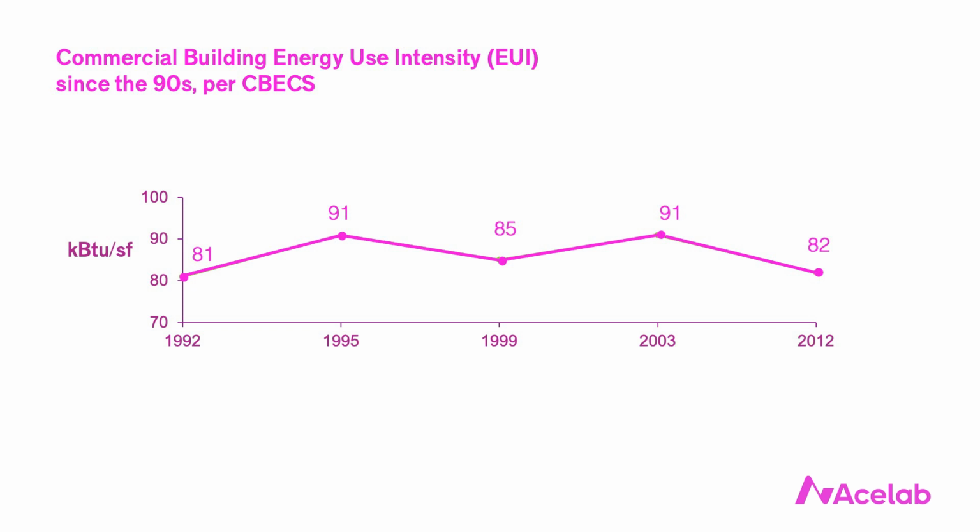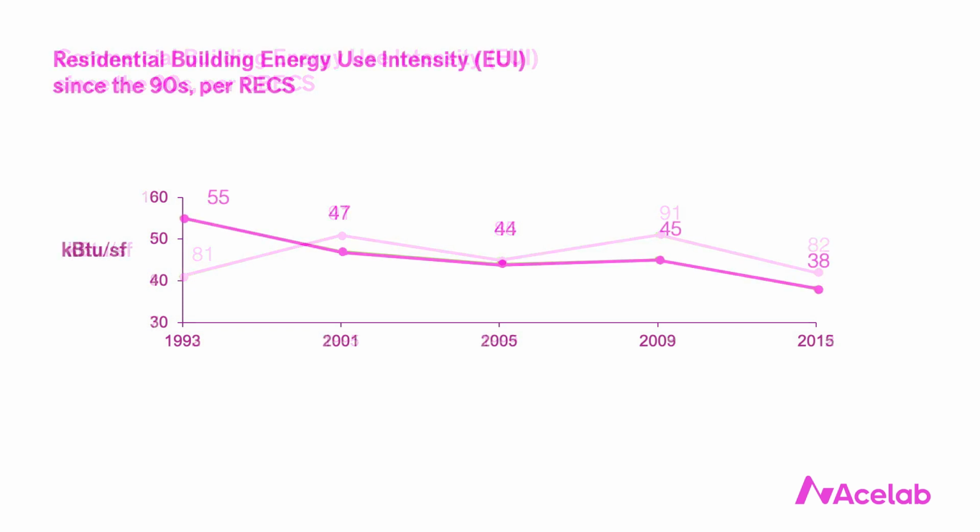Things look pretty different, however, when we look at residential buildings. Our residential buildings, all residential buildings from single-family homes to apartments, used on average 55 kBTUs per square foot in 1993, but by 2015, the average residential building used 38 kBTUs per square foot.